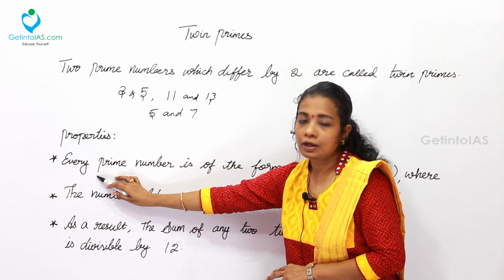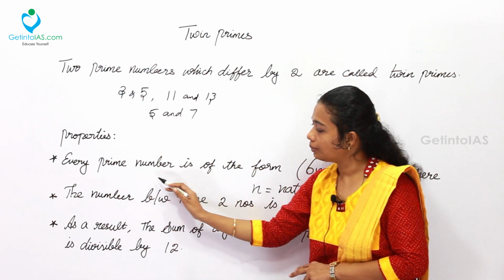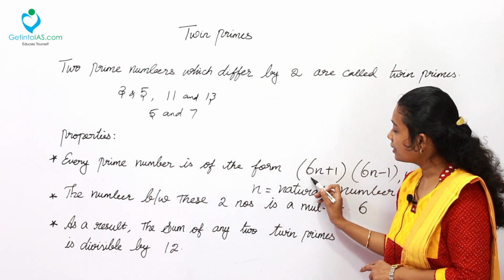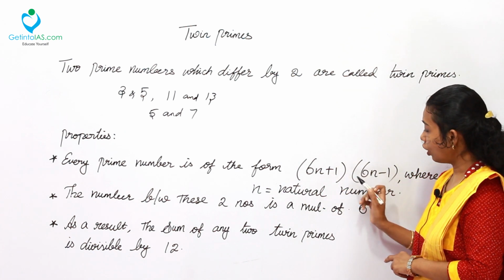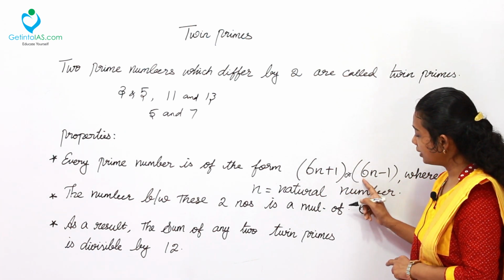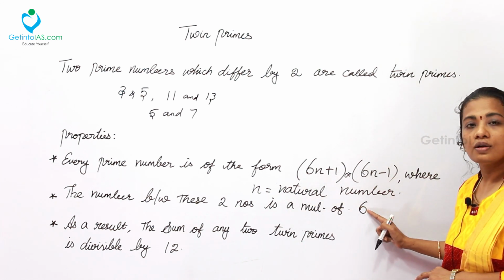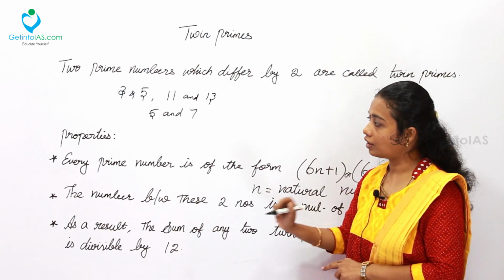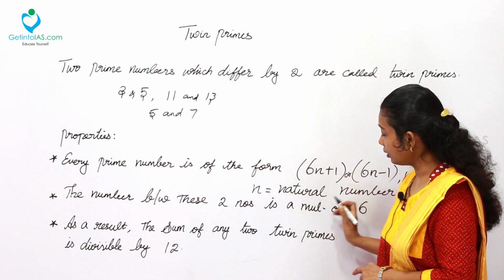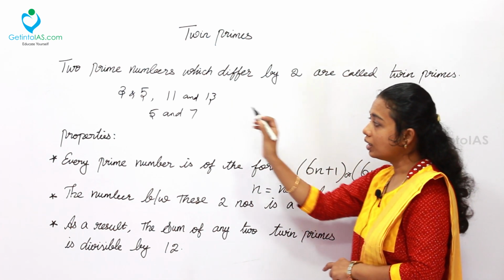That is property number 1. Every prime number is of the form 6n plus 1 or 6n minus 1, where n is a natural number. So let's take 3 and 5 here. This is not applicable for 3 and 5.